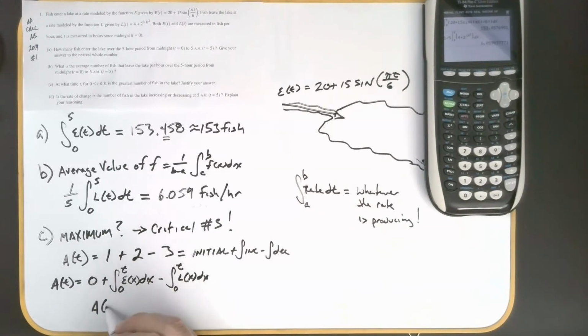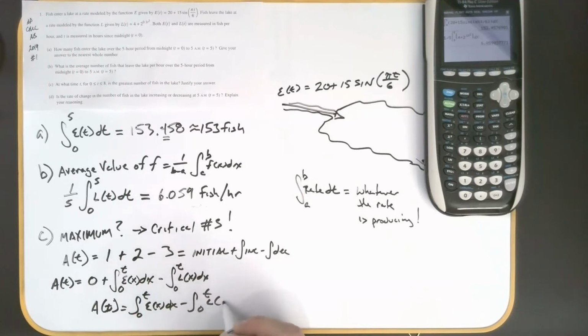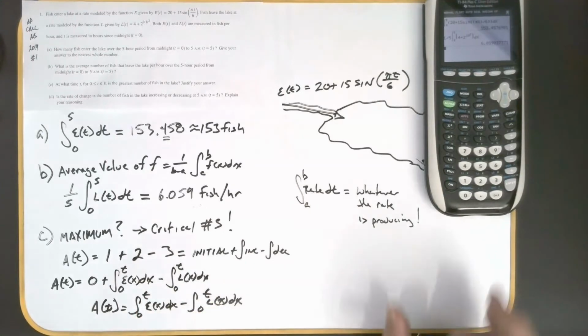And I would say if you want to know how many fish are in the lake at any given time, A of t is equal to the integral of 0 to t of E of x dx minus the integral of 0 to t of L of x dx. Now you may notice if you wanted you could put those in the same integral, but that's only because our time interval is the same. That's not always the case for questions, so I tend to leave them separate.